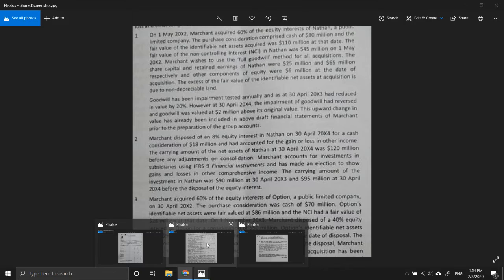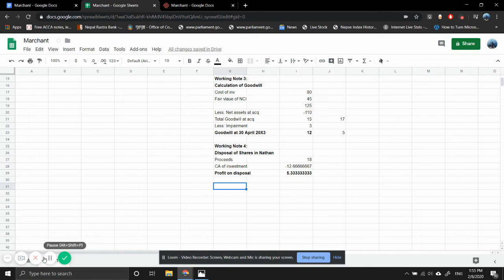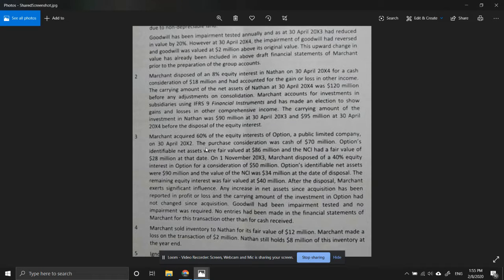And then after that, what have we done? So acquired this as well. Acquired information should not basically affect anything. The only thing we should be considering is that Marchant acquired 60% of the equity interest in Option public limited company on 30th April 2004X2. So exactly 2 years back, the purchase consideration was cash 70 million, option's identifiable assets were fair value at 86, and NCI was 28 at that date. On 1st November 2003, Marchant disposed of 40% of its interest in Option for a consideration of 50 million.